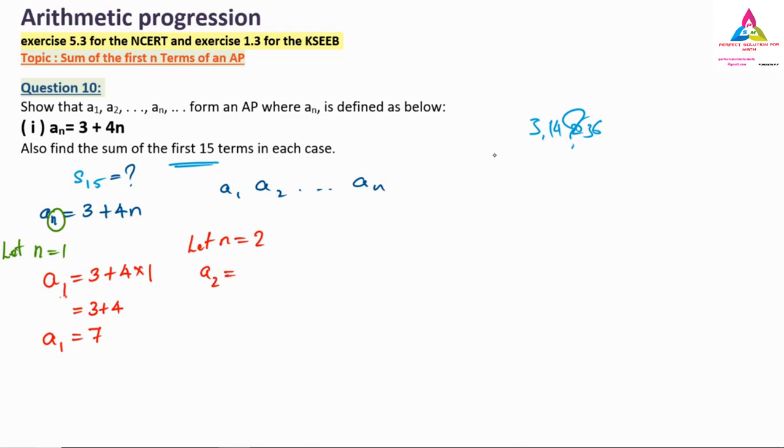If you are not getting this, write down the formula once again: An is equal to 3 plus 4n. This is given over here. Same thing I have taken over here, and in the position of n I have written 2. So 3 as it is, 4 as it is, but in place of n I write 2, because I have taken n as 2. BODMAS rule: 3 plus 4 twos is 8. 3 plus 8 is 11. So the A2 value is 11. So we found the first term A1 and the second term A2.